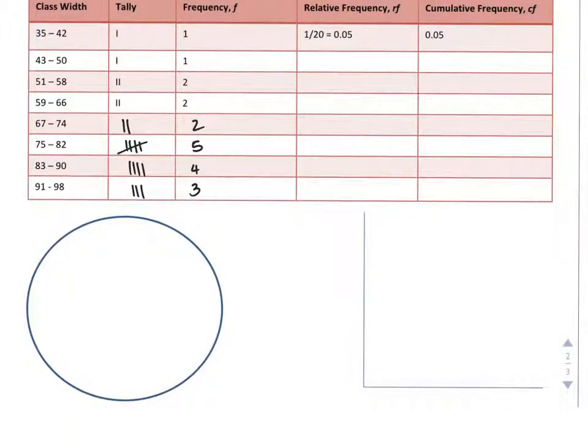So the last thing we haven't created yet is a histogram. A histogram is basically a bar graph, I'll write this to the side here. Bar graph with no gaps in between, and it displays the frequency.